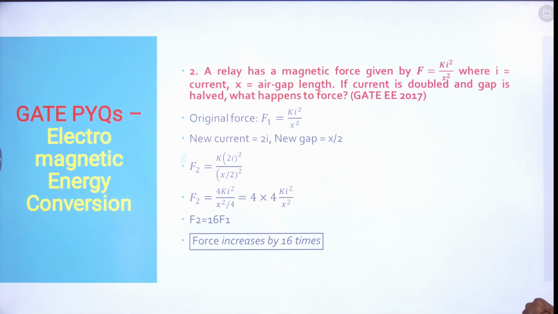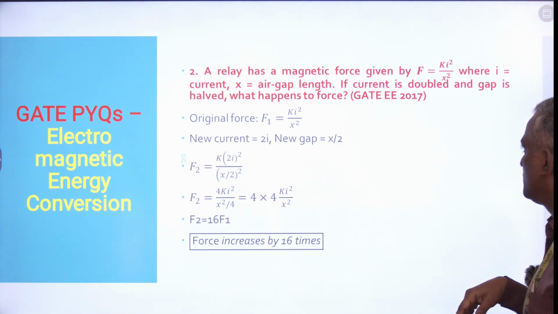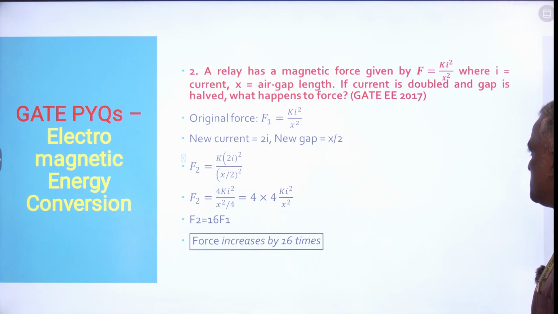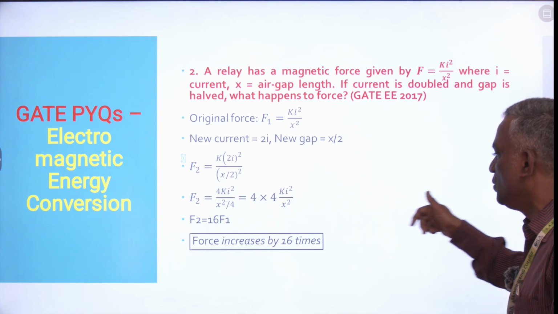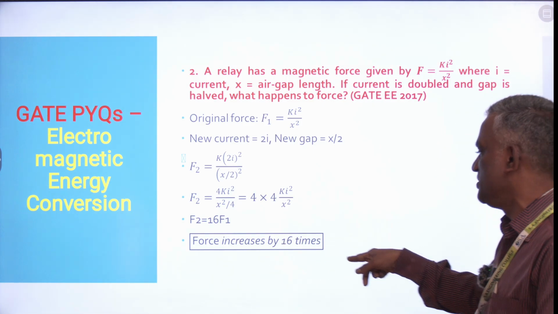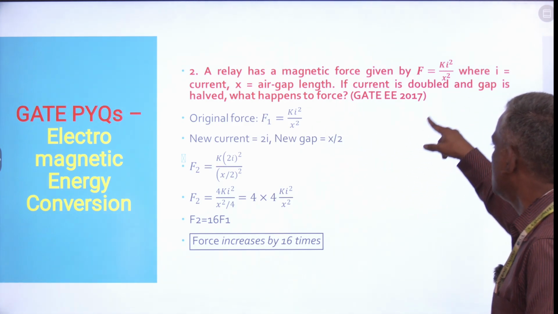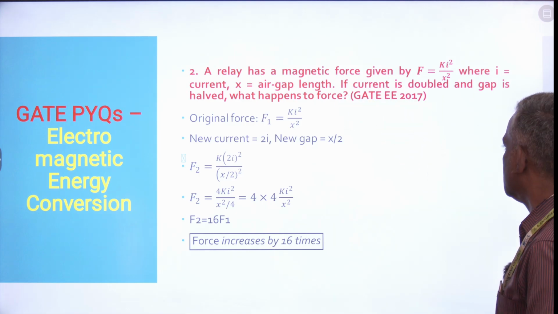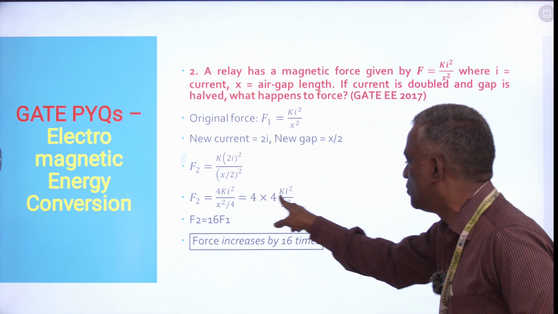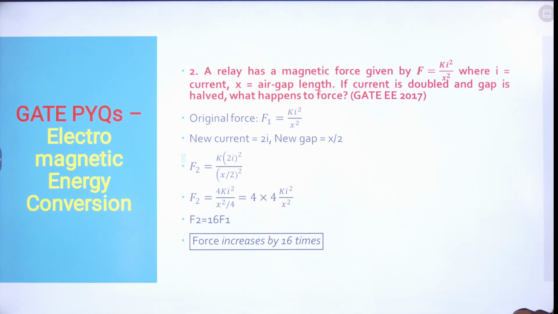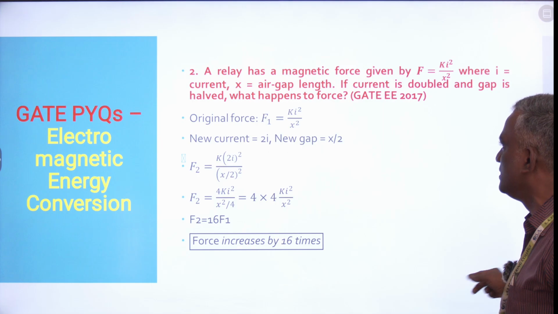The inference is very, very important. When the current is doubled, I'm making my current 2 times, and when the gap is halved, meaning the air gap is 1 by 2 now, what happens when all these changes take place? The force will increase by 16 times. That is the inference of this problem. What was the question? What happens to the force if current is doubled and gap is halved? When current is doubled and gap is halved, my force will increase by 16 times the actual. So this is a question which has been asked in GATE EE 2017.